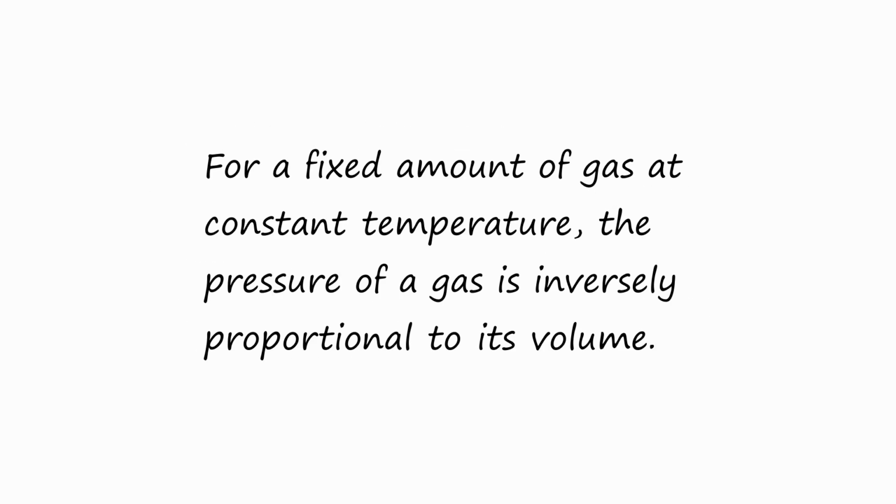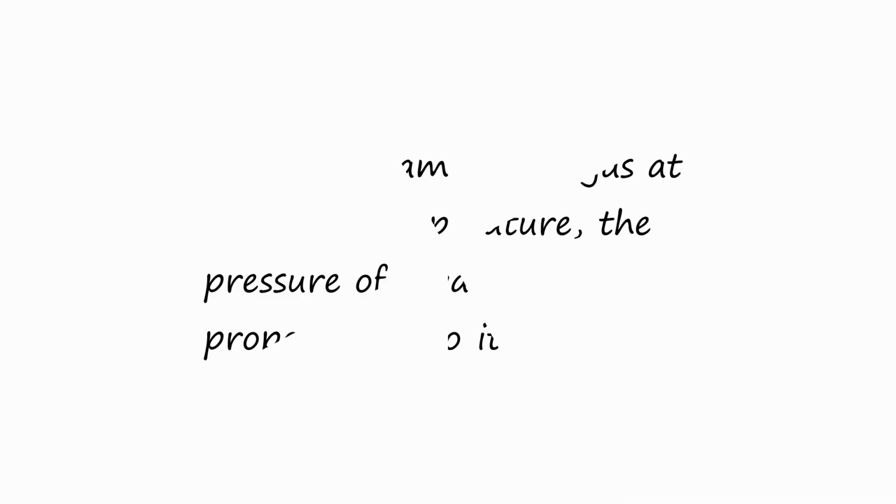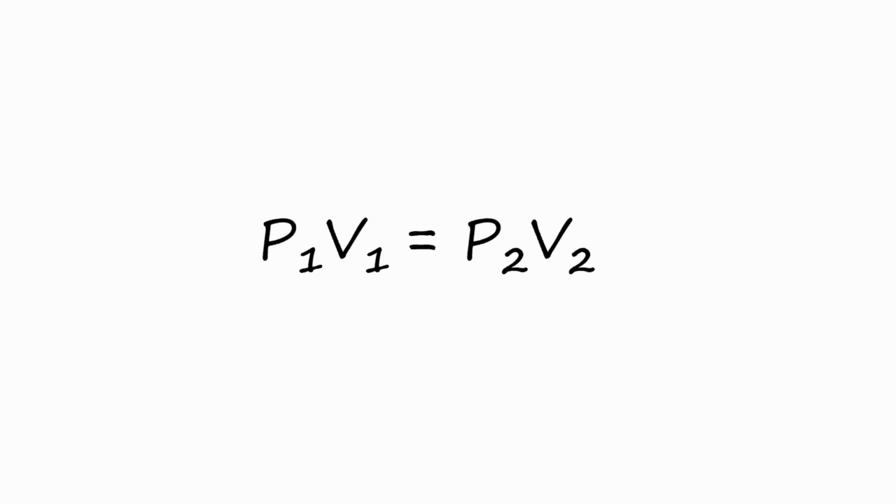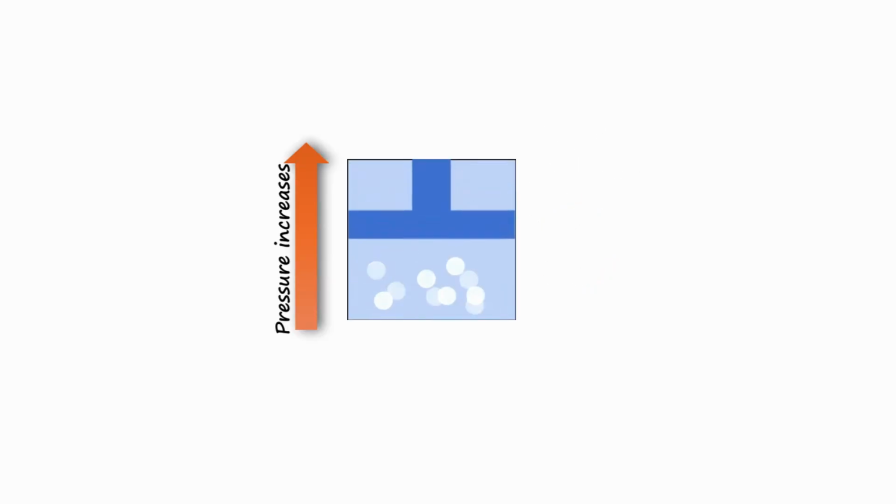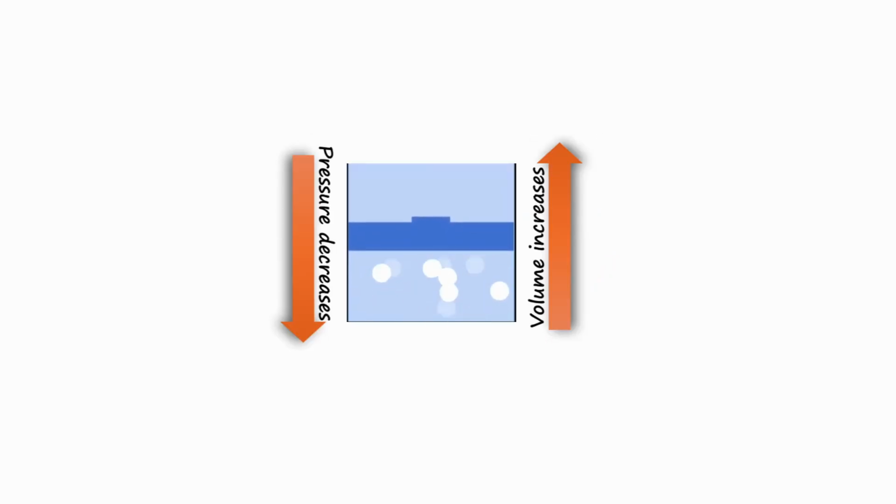Boyle's law states that for a fixed amount of gas at constant temperature, the pressure of a gas is inversely proportional to its volume. In equation form, P1 times V1 equals P2 times V2, where P1 is the initial pressure, V1 is the initial volume, P2 is the final pressure, and V2 is the final volume. Take note that when pressure increases, volume decreases, and when pressure decreases, volume increases.